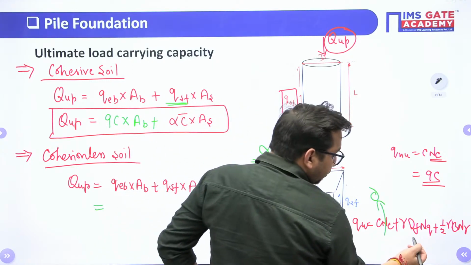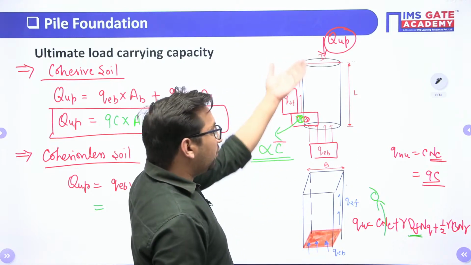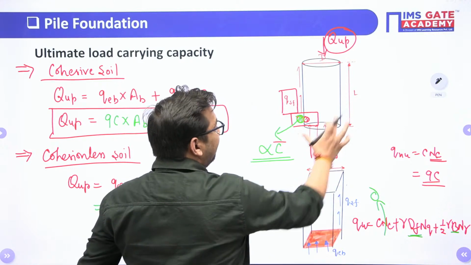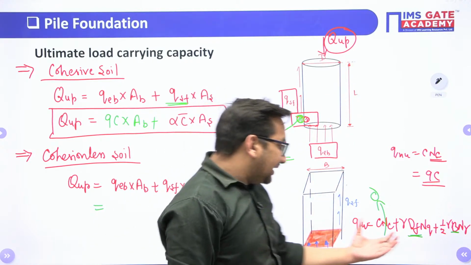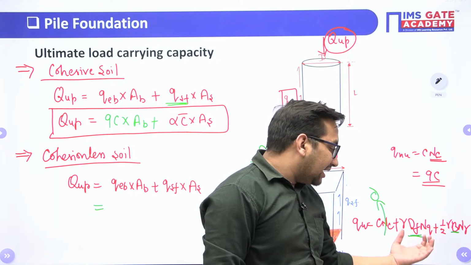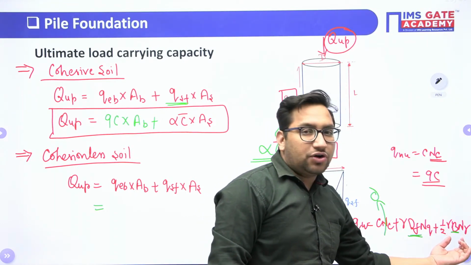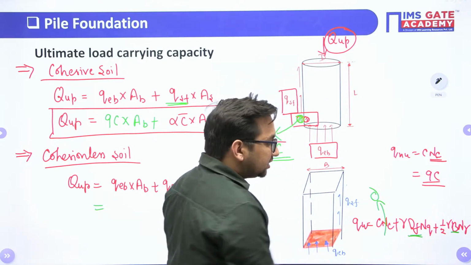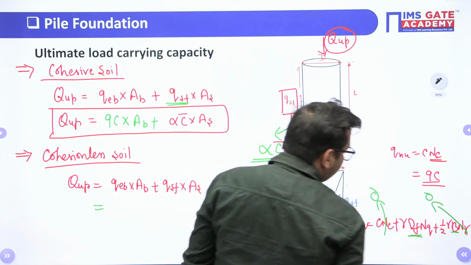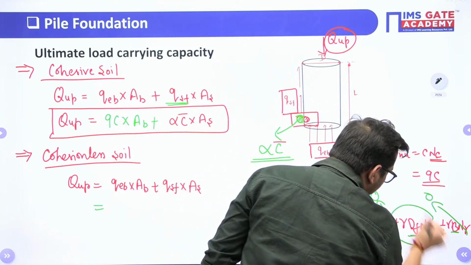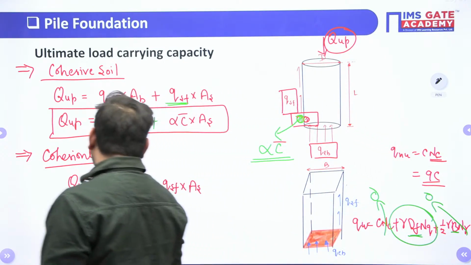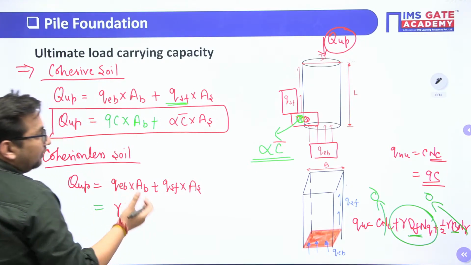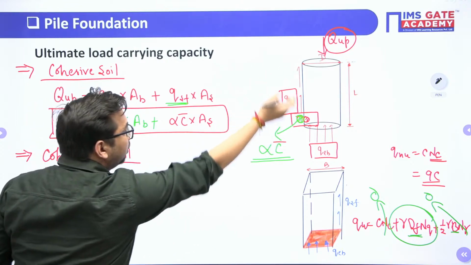As you know, the depth of foundation in pile foundation is very much greater than the width of foundation. This is the width of foundation, this is the depth of foundation. As this depth of foundation is high compared to the width of foundation, or you can say the width of foundation is very small compared to the depth of foundation, this term also we neglect. So our ultimate bearing capacity will be gamma into DF into NQ. So QEB will be gamma into DF. Now depth of foundation in pile foundation is nothing but equal to the length of foundation.